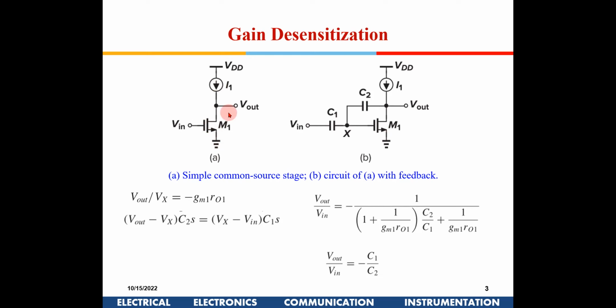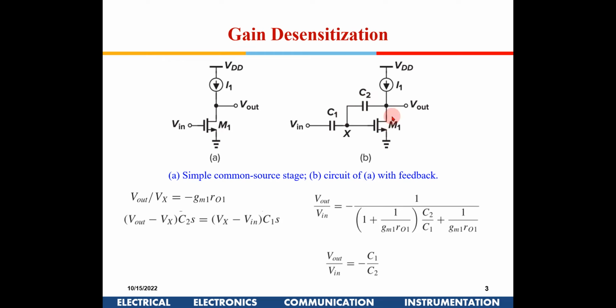Here you have a common source amplifier. The gain will be gm into R0, correct? gm R0 is what we learned till now. gm R0 is the gain. Now I am adding two capacitors, C1 and C2, and we are trying to find out what the gain is. Here one thing we are assuming is that the impedances of C1 and C2 are much higher than R0.